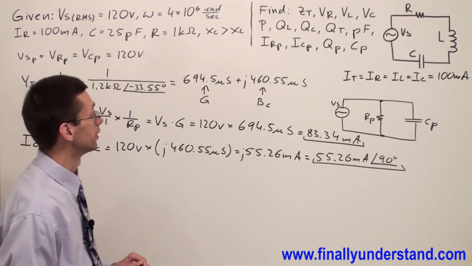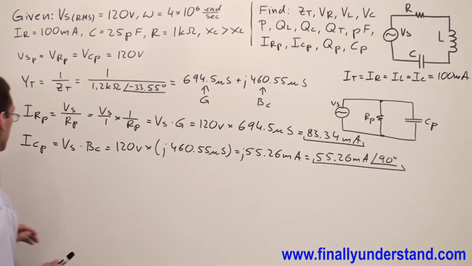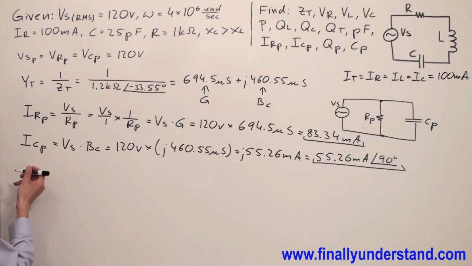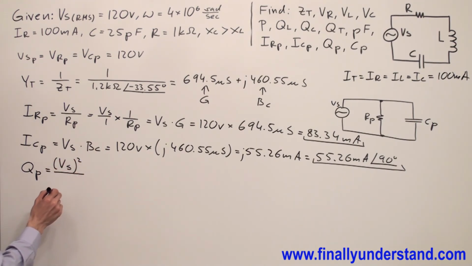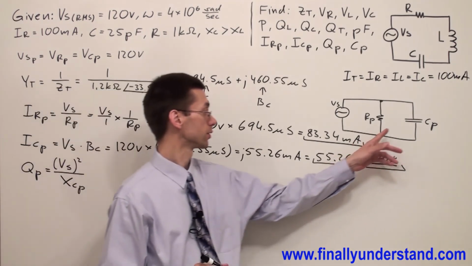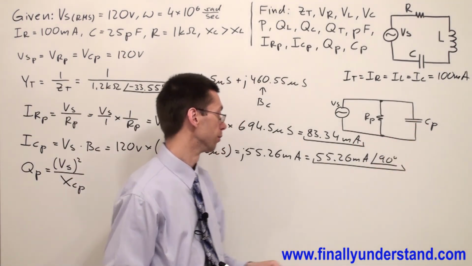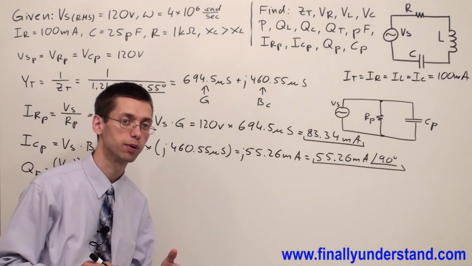Next, I'm supposed to find the reactive power in my parallel equivalent circuit. In order to do so, I'm supposed to find the power at the capacitor. So I'm going to simply write that QP equals voltage source raised to the second power over X of C P, the capacitive reactance in my parallel equivalent circuit. But please notice that we didn't find X of CP. The question is, am I supposed to find it? I can, but I'm not supposed to.